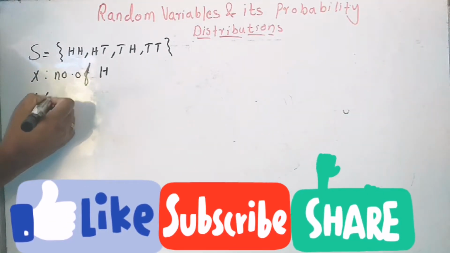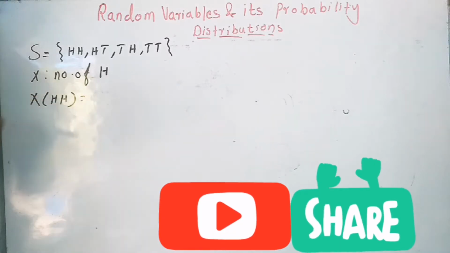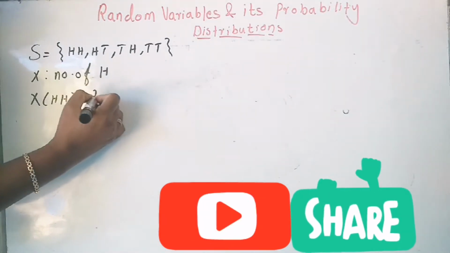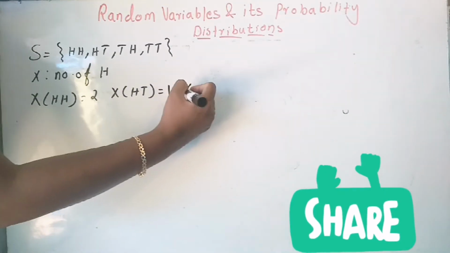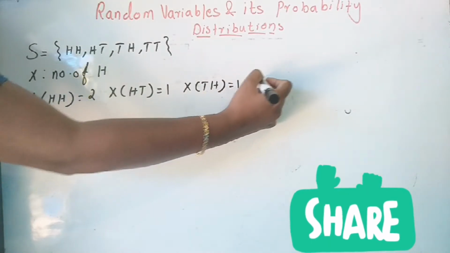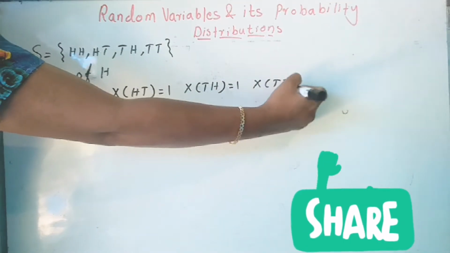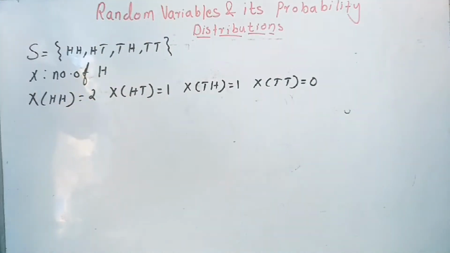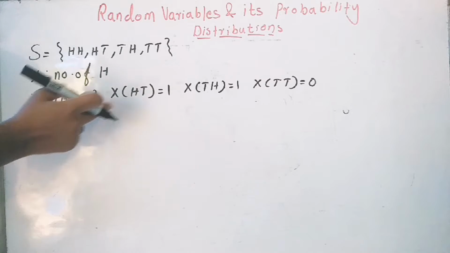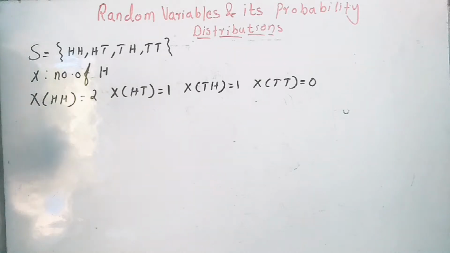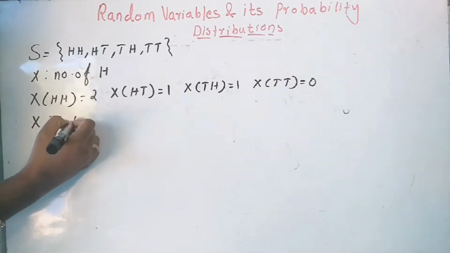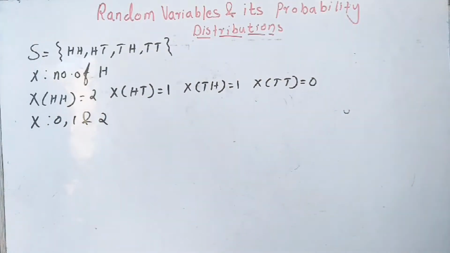Now take the first outcome from our sample space, then the number of heads in that outcome is equal to 2. X of HT, only one head. X of TH is equal to 1. X of TT, 0. So the number of heads in the first outcome is 2, second outcome 1, third outcome 1 and last outcome there is no head, so 0. That is, we got the values of X as 0, 1 and 2, right? The values of X are 0, 1 and 2.